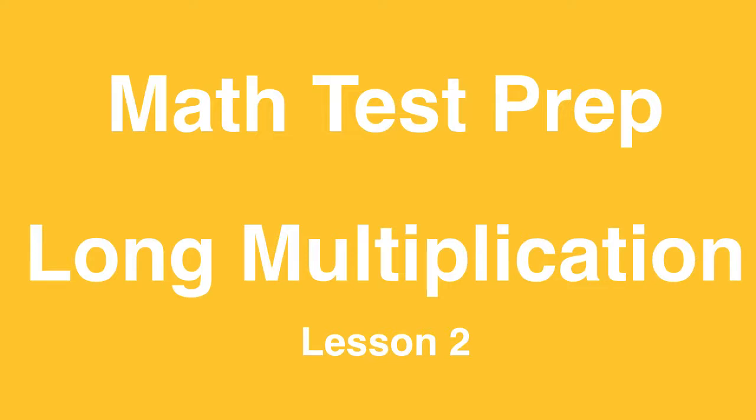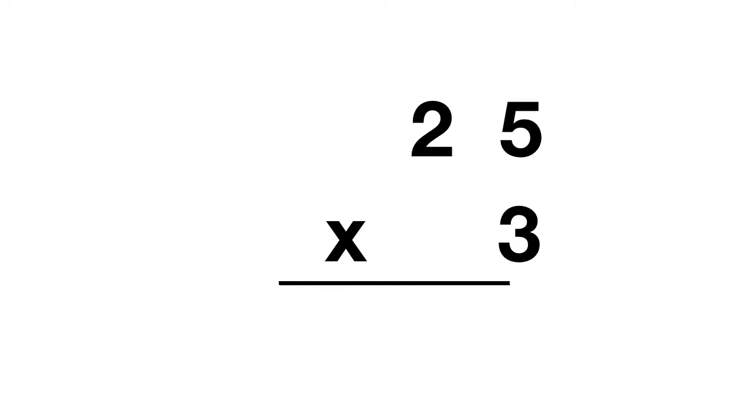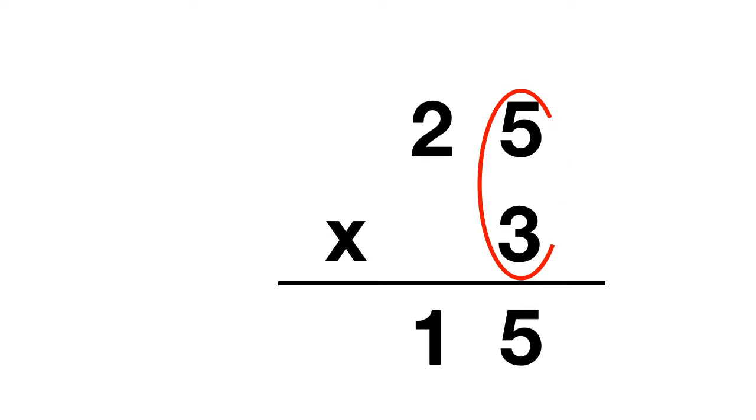Today we will be going over how to multiply numbers using long multiplication. Let's start with the problem 25 times 3. Just like we've done before, we could start by multiplying 3 times 5. 3 times 5 equals what? Well, 3 times 5 equals 15.